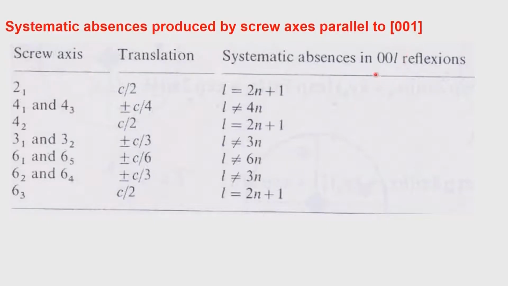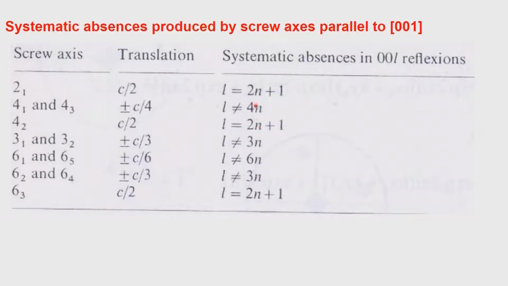So, that will affect the 0 0 l reflections only, and the condition is on the l value. For the 2 1 screw axis, the translation is along the z direction. So, it moves along the c axis, it is c divided by 2, that is the translation associated with the screw axis. So, we get therefore the systematic absences to be l equals odd. So, all odd reflections will be absent.